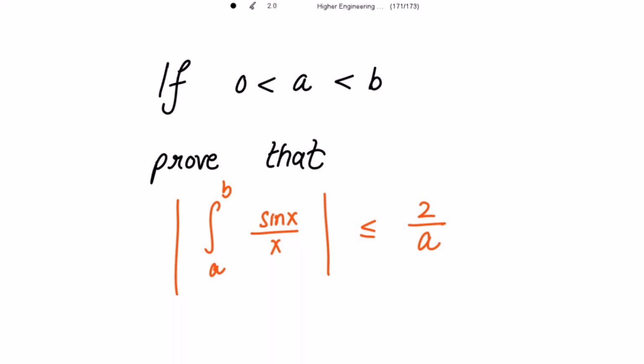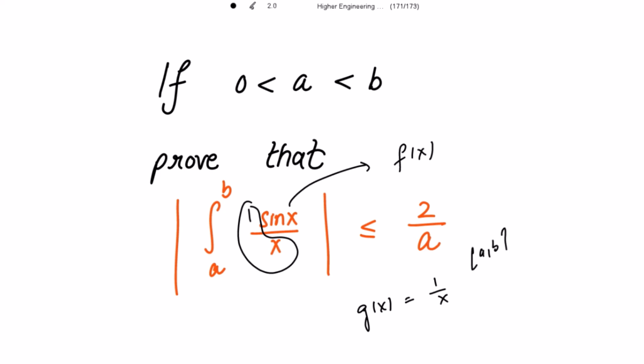Then we need to prove that the mod of the integration from a to b of sin x over x is less than or equal to 2 divided by a. Here we are going to use the second mean value theorem, right? For that we take this to be our f(x), and taking the other function to be g(x), if I write here, it is 1 by x, on the closed interval [a, b].